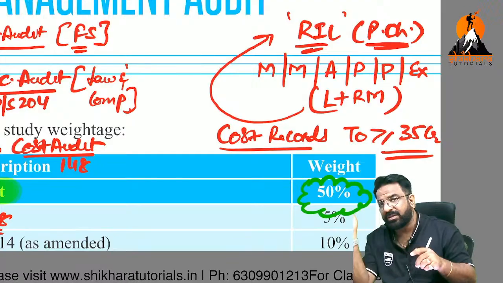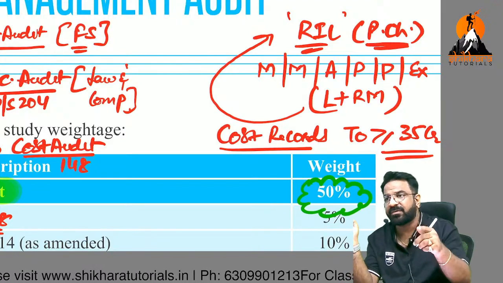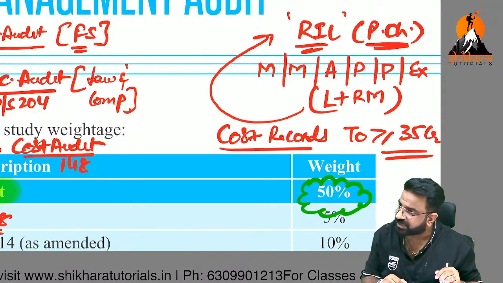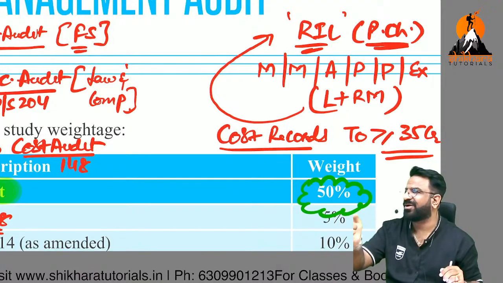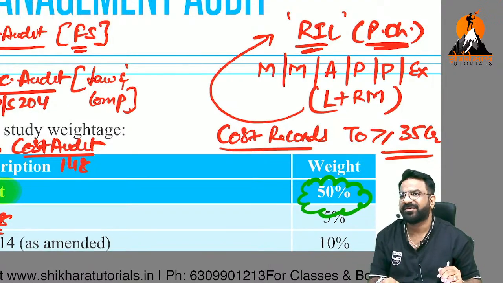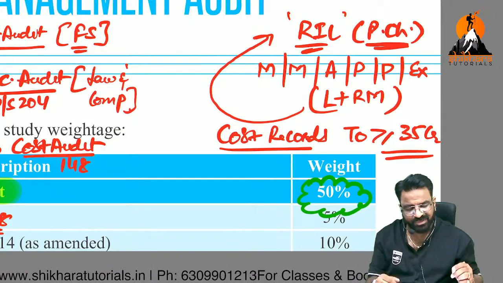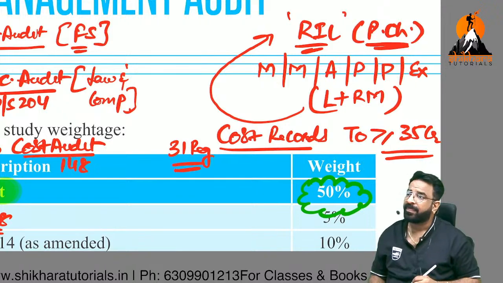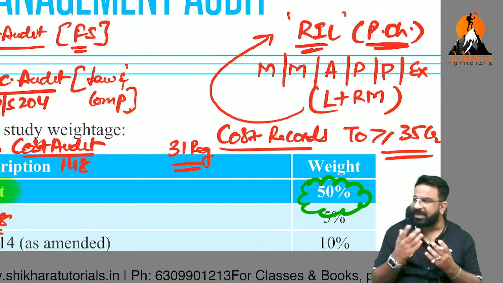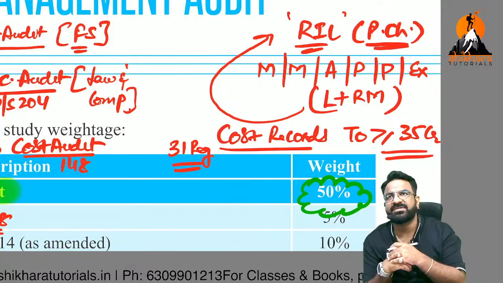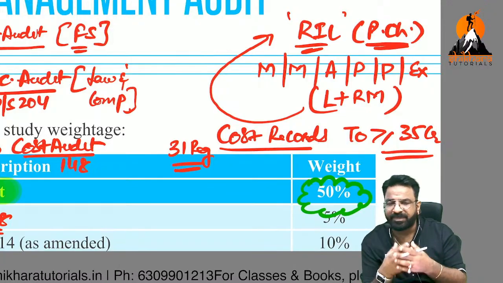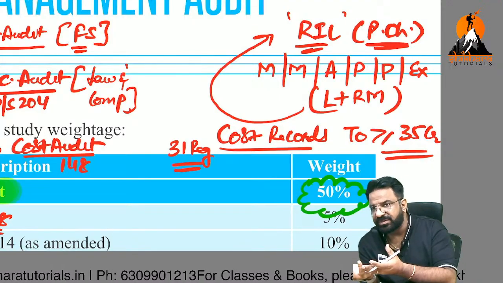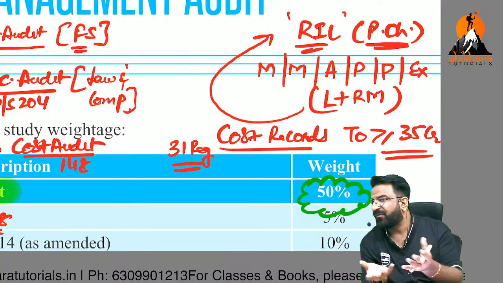When the company starts maintaining cost records, the audit we do on those cost records is known as cost audit. Are you getting the point? So what are these cost records? There are a total of 31 registers which the company has to maintain. Let me give you some examples: raw material register, sales register, purchase register, installed capacity register, production register, and a finance cost register.